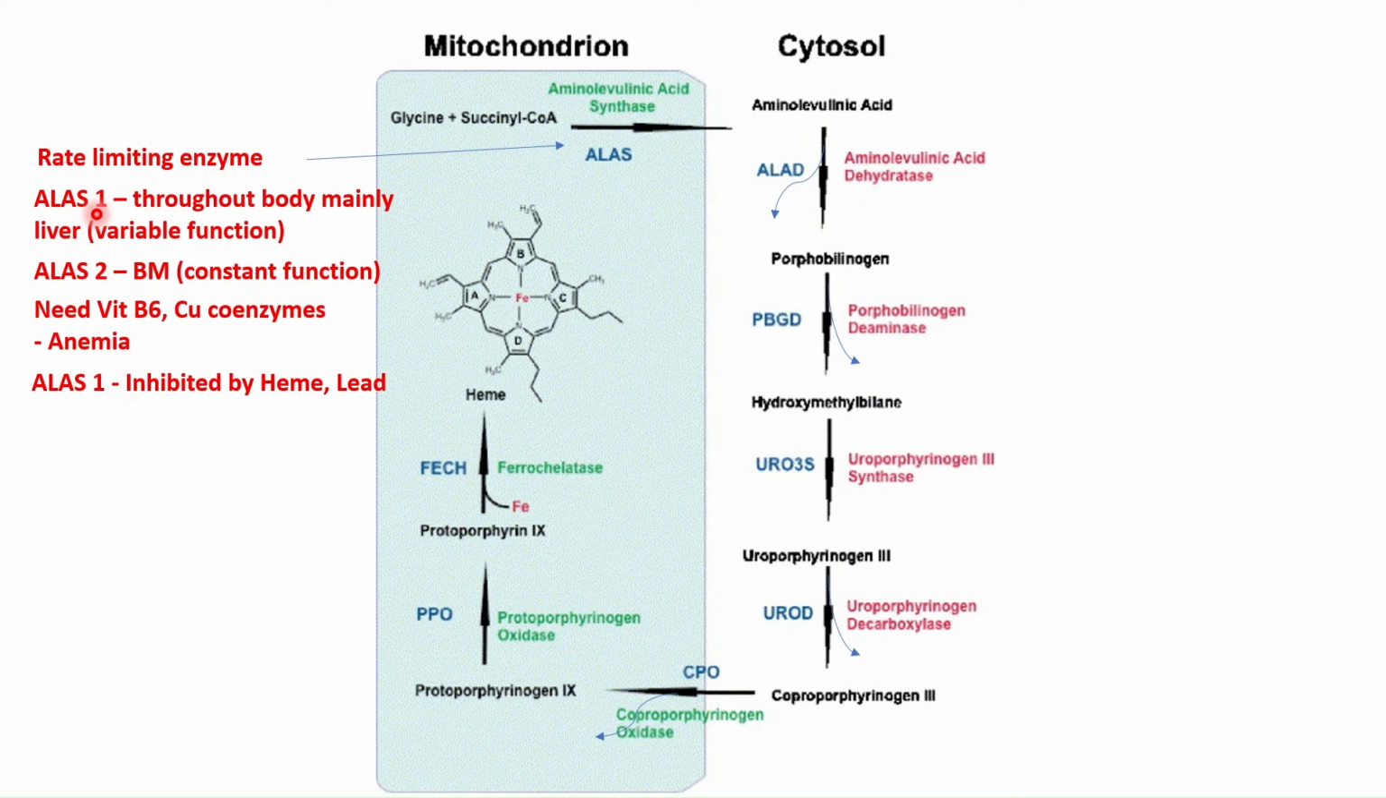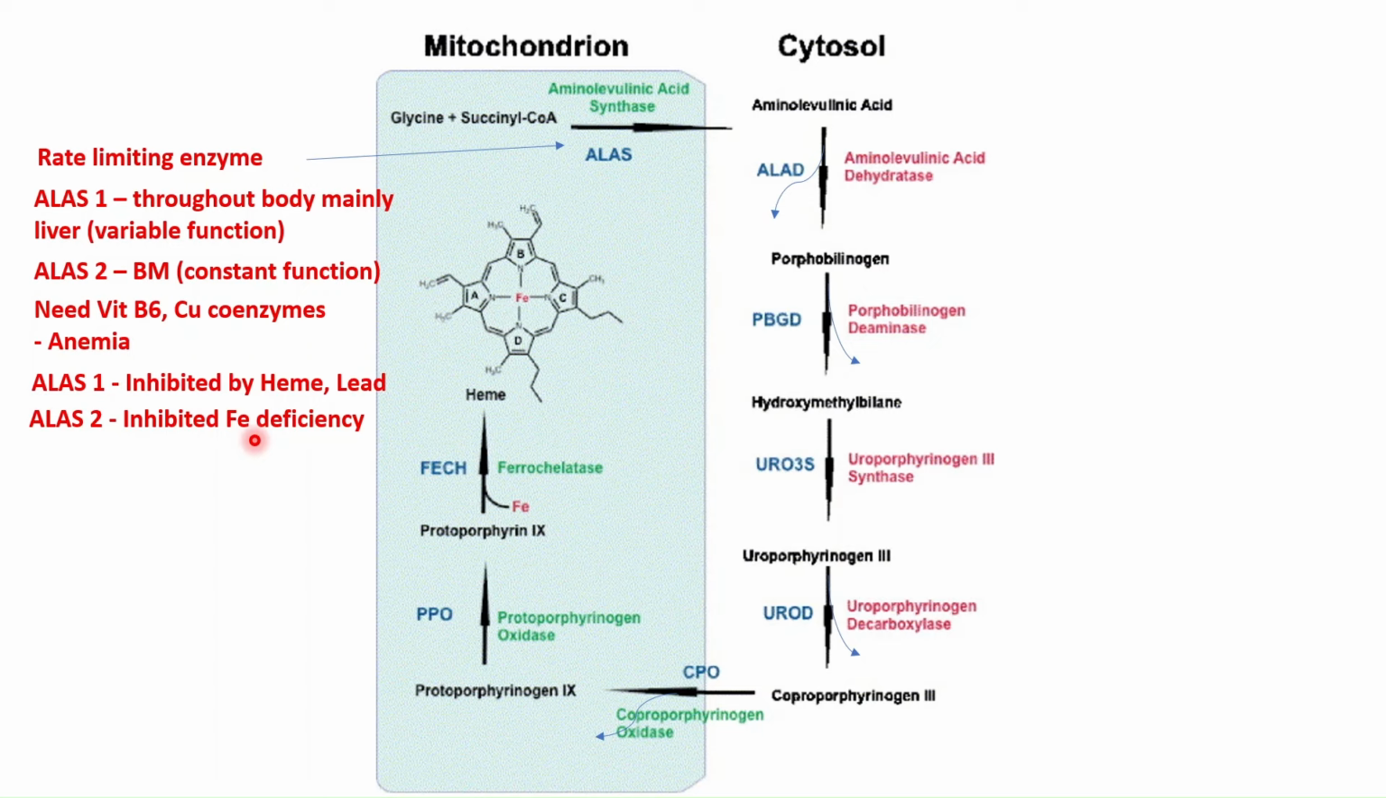ALA synthase 1 is also inhibited by the product, which is heme. So when the body has a sufficient amount of heme, this heme will inhibit the rate limiting enzyme, ALA synthase 1. Apart from heme, lead also inhibits ALA synthase 1. ALA synthase 2, on the other hand, is inhibited when there is iron deficiency, because iron is necessary for hemoglobin. If iron is not there, then in the bone marrow, heme production is decreased.